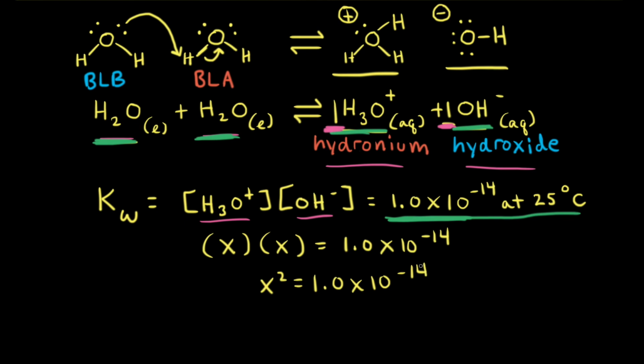And taking the square root of both sides, we would find that x is equal to 1.0 times 10 to the negative 7th. Therefore, if we had a sample of pure water at 25 degrees Celsius, the concentration of hydronium ions and the concentration of hydroxide ions would be equal to 1.0 times 10 to the negative 7th molar.